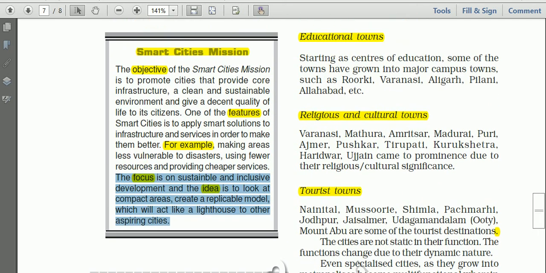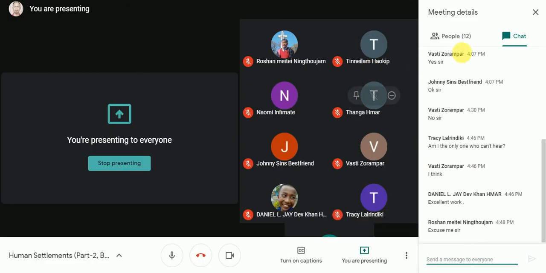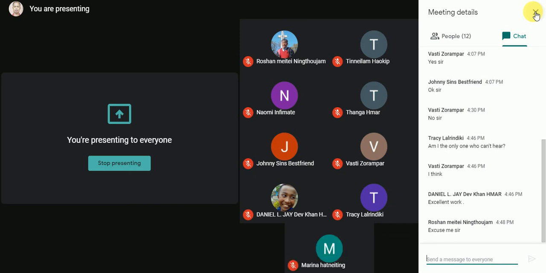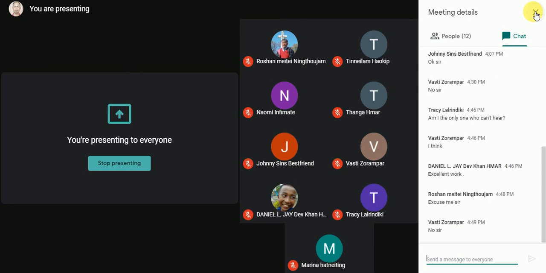Regarding smart cities mission or functional classification of towns, any question? Roshan, any question? I think you wanted to ask a question. Sir, about the exam chapters.